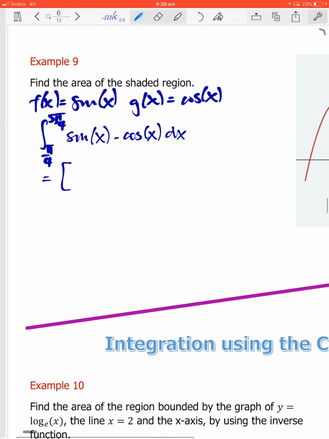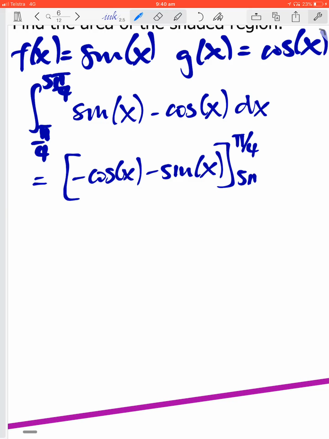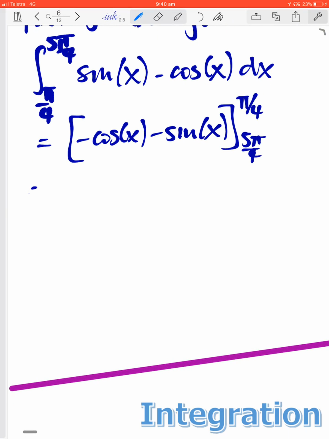Okay, when we integrate, sine x minus cos x. When we integrate sine x, we get negative cos x. When we integrate cos x, we get sine x, so negative sine x, because there's already a negative there. Pi on 4 to 5 pi on 4. When we evaluate it, we're going to get negative cos of pi on 4. Cos of pi on 4 is 1 on root 2, so negative 1 on root 2. Sine of pi on 4 is 1 on root 2, so negative 1 on root 2. Minus cos of 5 pi on 4 is negative 1 on root 2, so negative 1 on root 2.